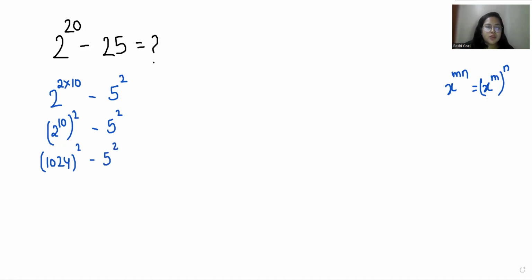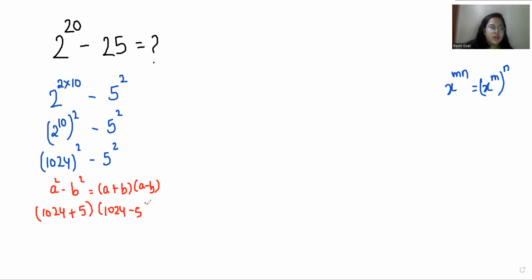Here I am going to use a very famous identity, that is a² minus b², which equals (a plus b) times (a minus b), where a is 1024 and b is 5. So (1024 plus 5) times (1024 minus 5). When we add and subtract 5, we get 1029 times 1019. So 1029 we can break as 1000 plus 29.